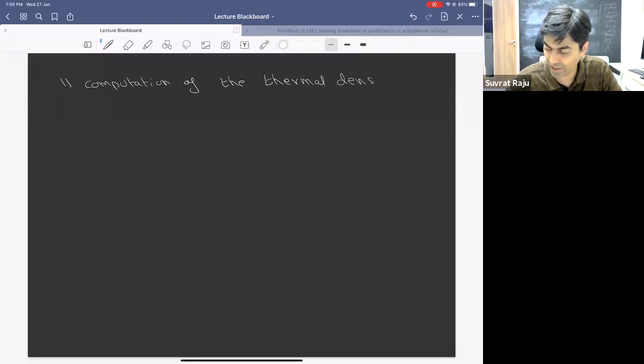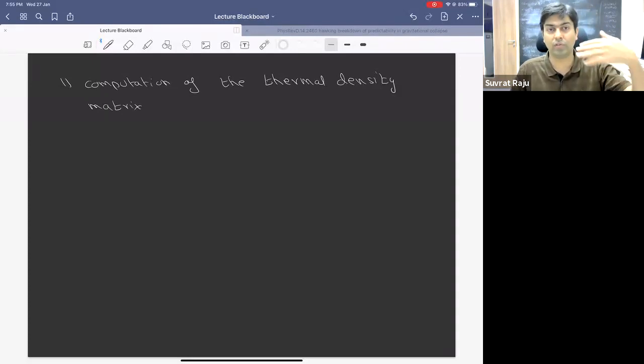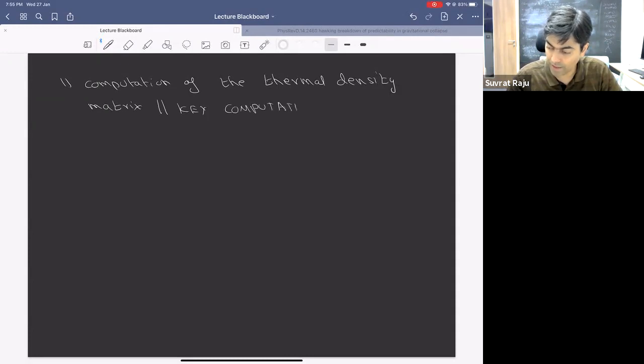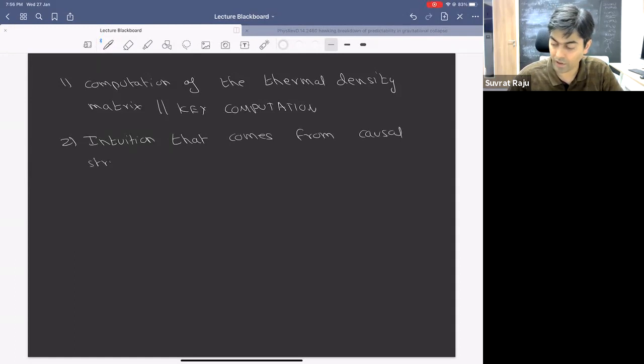If you think about Hawking's computation, there are two elements of the computation that are really crucial. One of them is the computation of the thermal density matrix. From a computational point of view, this is the key computation that is done. You do this computation of Hawking radiation and you compute a state which looks like a thermal state. And then there is some intuition that comes from the causal structure of spacetime. So there are these two elements that enter into Hawking's computation.